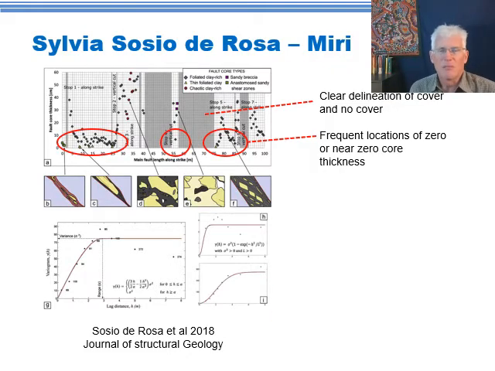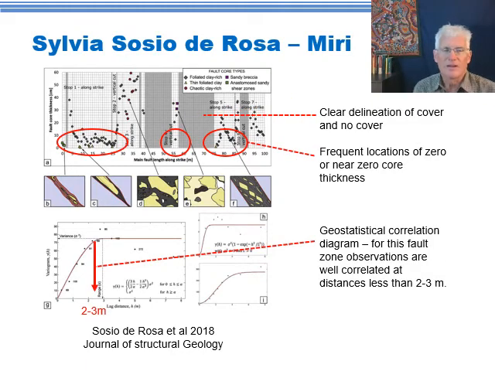So she's been able to develop a clear delineation of when the fault zone is covered and when it's available for direct observation. And what you can see in the plot is that there are frequent locations of zero or near zero core thickness, which is what led Titus and I, and Silvia for that matter, to say, look, these faults have holes in the core zone or in the fine-grained gouge material.